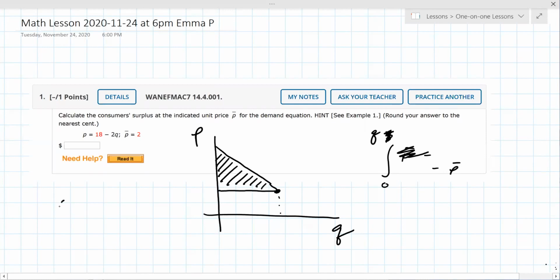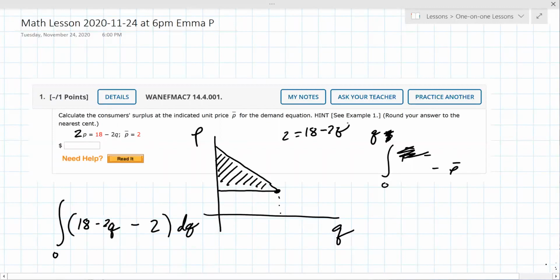The short of this is you're integrating from 0 to some number, which we're going to find, 18 minus 2q, because that's this function, this line going down here, minus 2, because that's this number here, dq. To find this intersection point, you put 2 in for p. You set 2 equal to 18 minus 2q, and you solve and you find that q is 8. So you're integrating from 0 to 8.